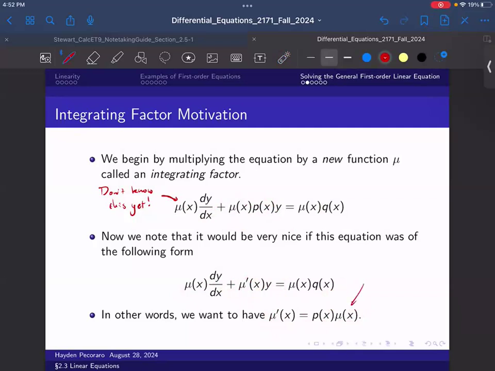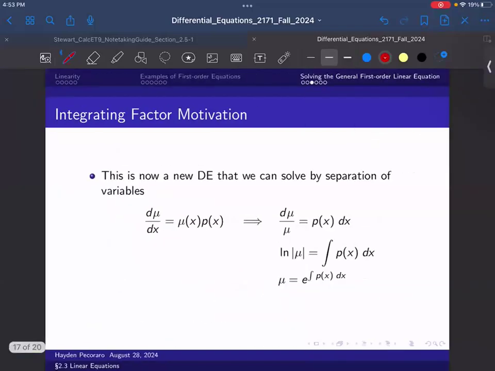This differential equation is separable. So that technique we learned in the last class can be used to solve this differential equation in general. Okay. Let's see how that works. So over here, it's a new differential equation. The derivative of mu with respect to x equals its product with p. Okay. So I can separate variables, bring the mu over here, and p of x over there with the dx.